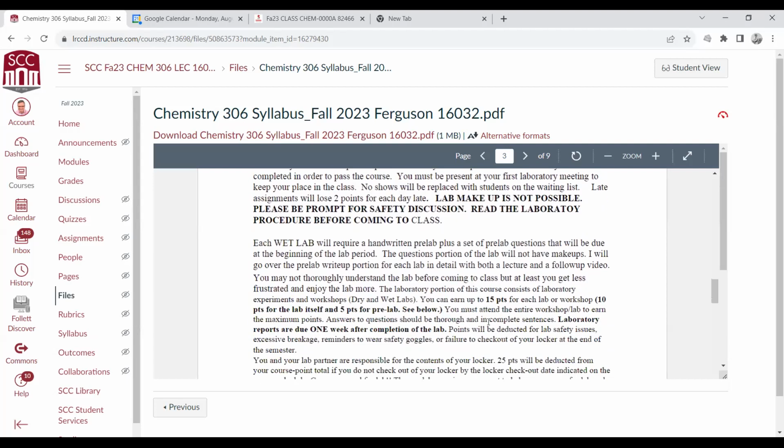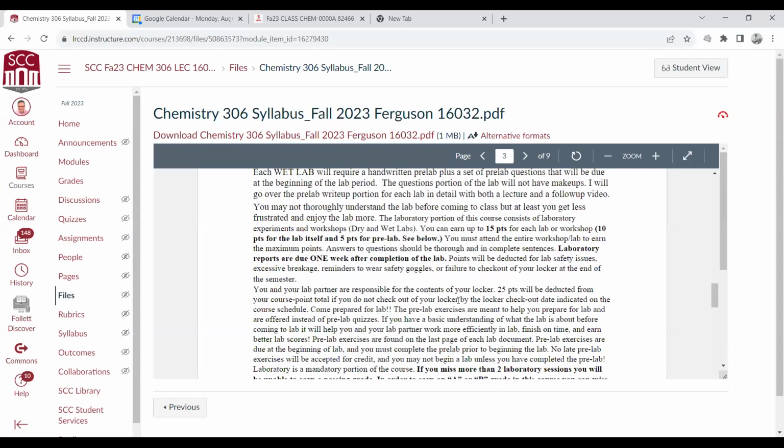Okay, there are two kinds of labs. There's a wet lab and a dry lab. A wet lab is where you will have chemicals out, and I'm going to be very, very strict about safety. You should be wearing goggles, closed-toed shoes, etc. I'm going to talk about this in lab today and Wednesday as well. Sometimes you'll be working with partners and sometimes by yourself.